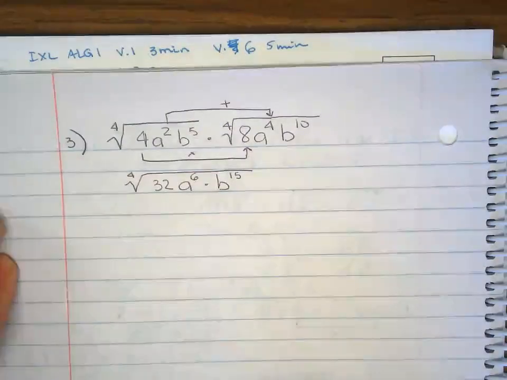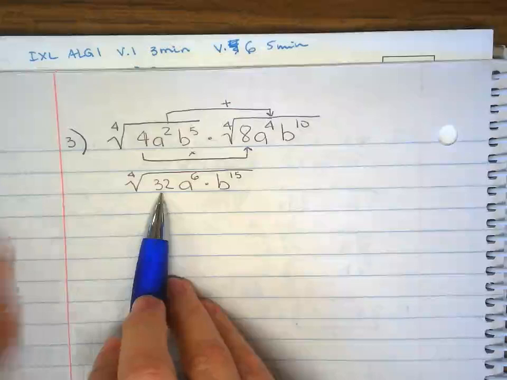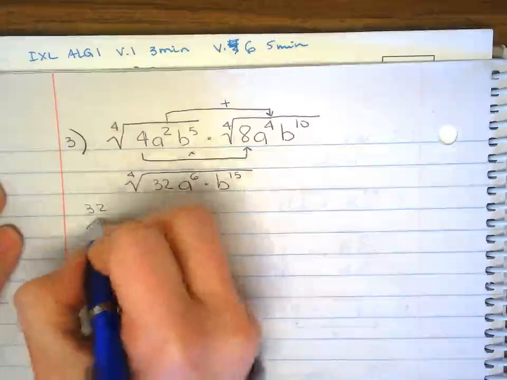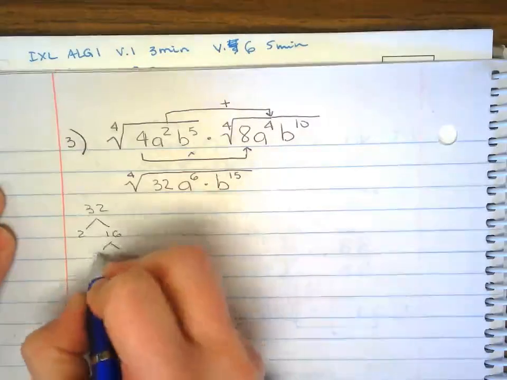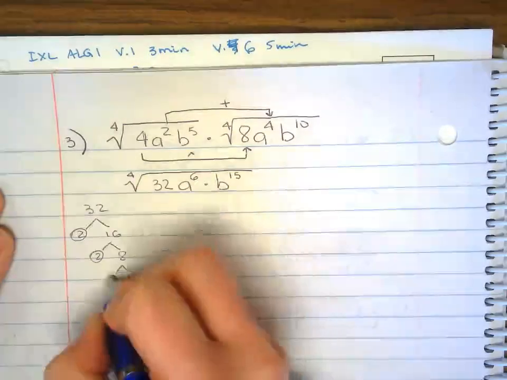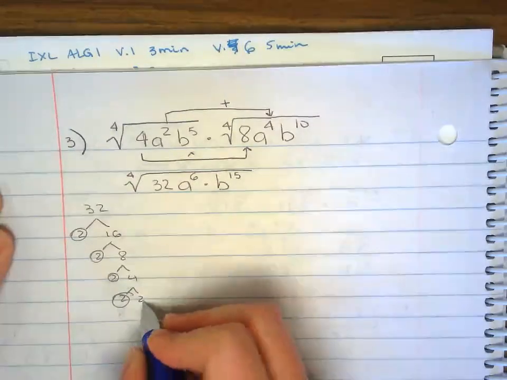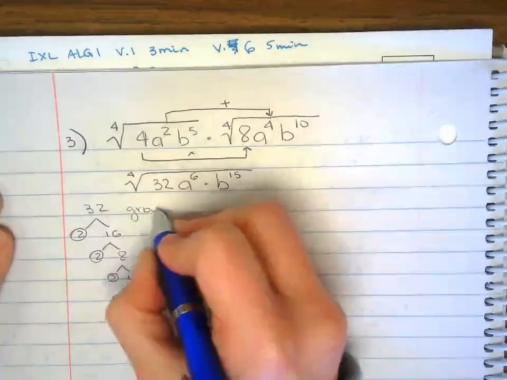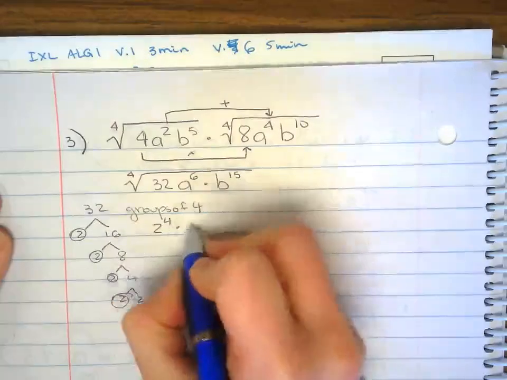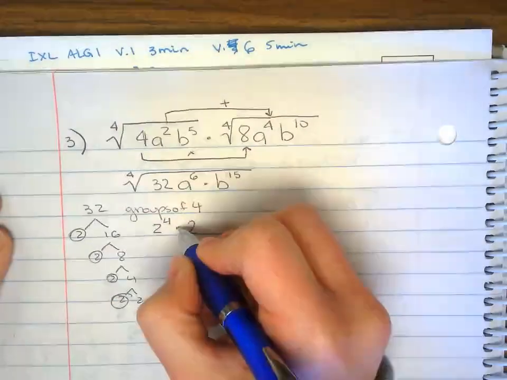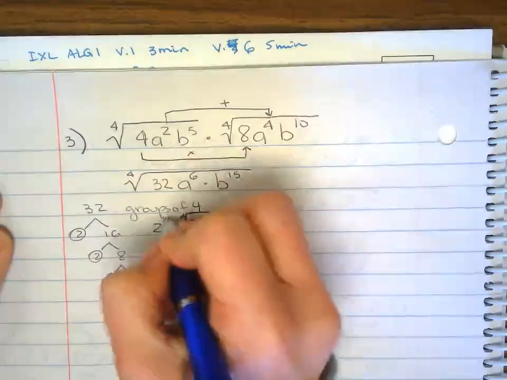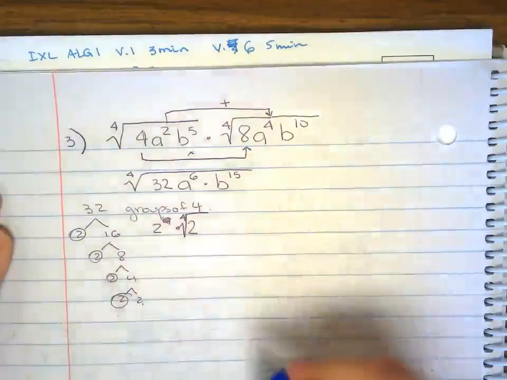You're going to have to do the prime factorization for 32, and you're going to have to make groups of 4. One, 2, 3, 4, and 2. Two to the 4th power and 2. The only one that will remain under the root is this 2, and this one will be on the outside.